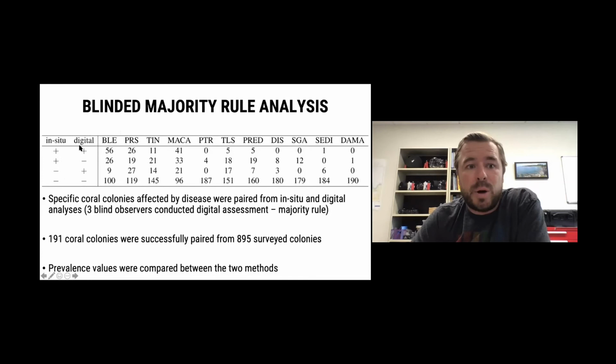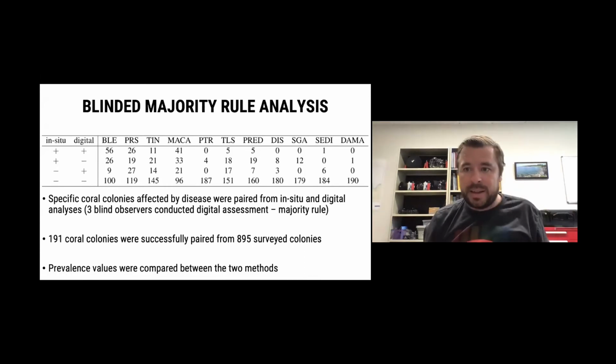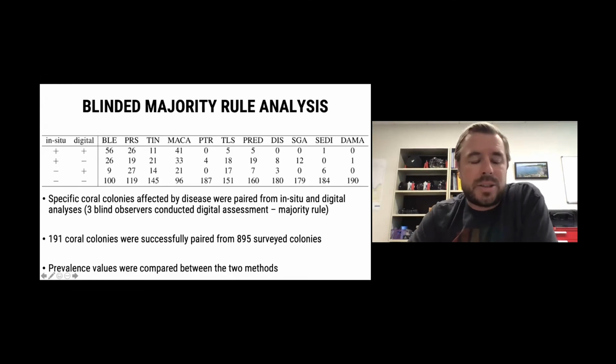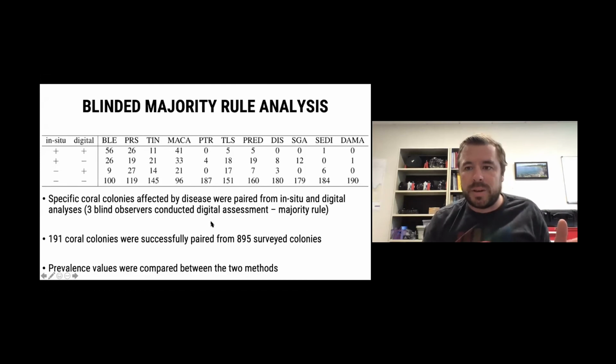So either both said a disease was present, one said it was present, the other did not, vice versa, or they both say the disease wasn't present. The reason why we did it this way is because there's no gold standard. We don't know which method is best. And so we did a blinded analysis. So nobody analyzed the same plot that they would have observed in the field. And we had 3 observers blindly analyze digitally, and then we took the majority rule, so we were as unbiased as possible. We matched 191 coral colonies from all the surveys from both digital and in situ assessments, and then we compared these prevalence values to see how they perform.